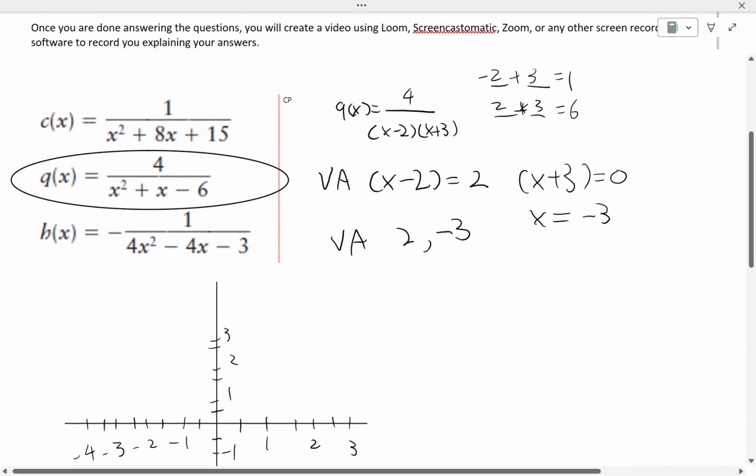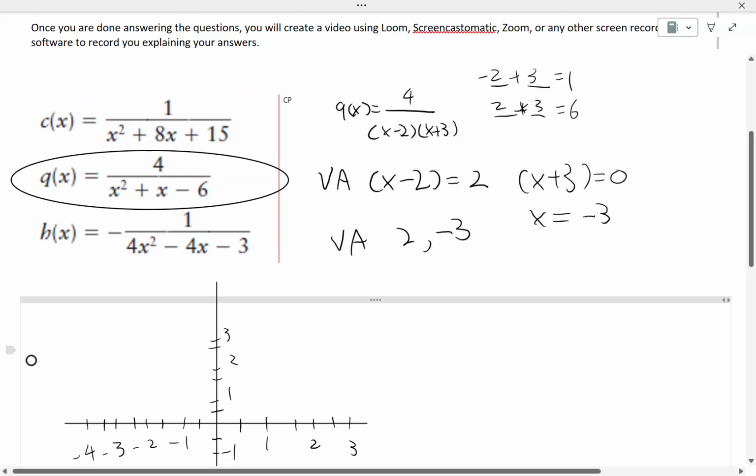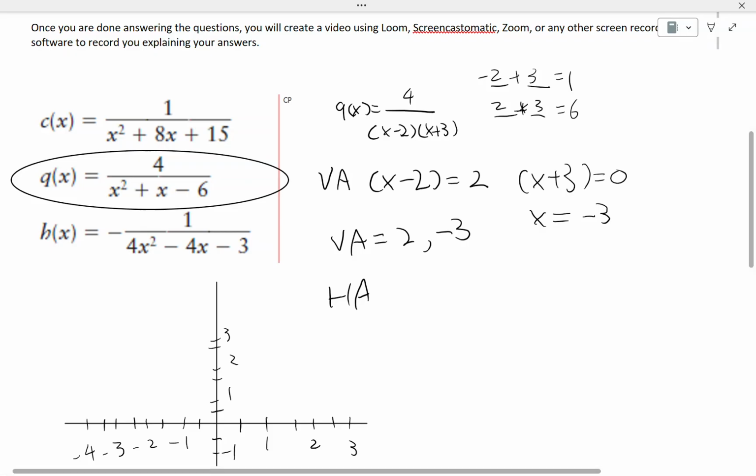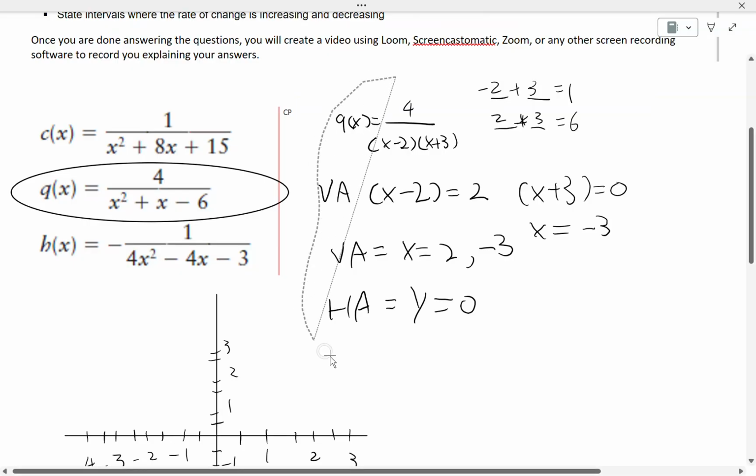And next, we're going to be finding the horizontal asymptote. There is a slight problem because there is no x term in the numerator. Because 4 divided by 0 is still 0, and if the degree of the numerator is less than the degree of the denominator, the horizontal asymptote is automatically 0. So the horizontal asymptote will be 0. So if we write this, y equals 0, and x equals 2 and -3.